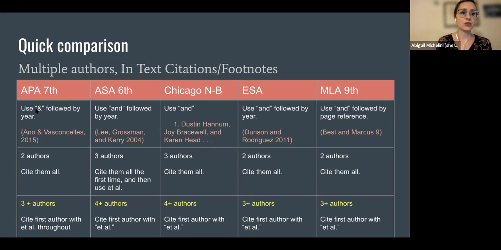So in APA, you use an ampersand between multiple authors. ASA uses the word and, and this really does matter. This is something that matters between each citation style. Chicago Notes Bib uses and, ESA uses and, MLA uses and. So APA is the only one using that ampersand. Okay. And there's all this, whether you cite them, when do you cite them all, and when do you use that all here at the bottom.